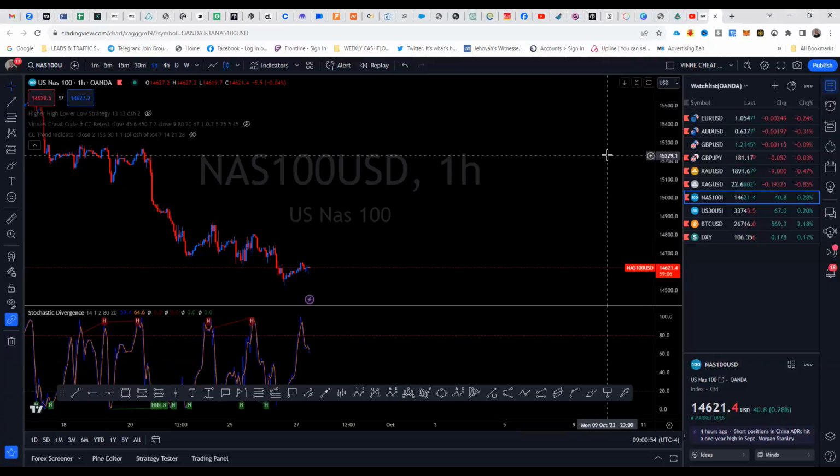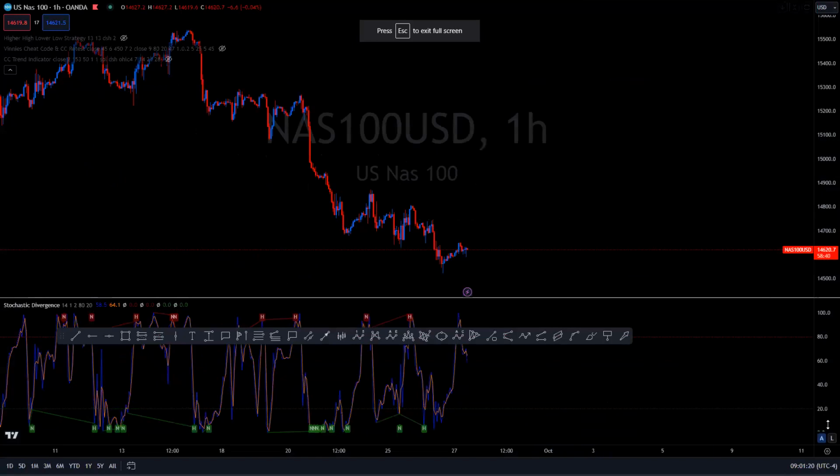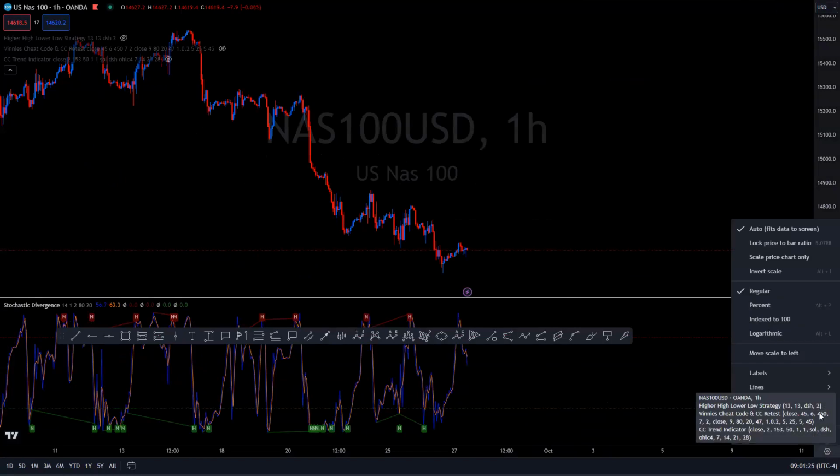So we're going to be trading NAS100 on the G.S.A strategy. Once again, we're going to be implementing our new indicator that's part of the G.S.A strategy, and that is the CC trend. All right. So to get started, what we're going to do is start with the 1 hour here.